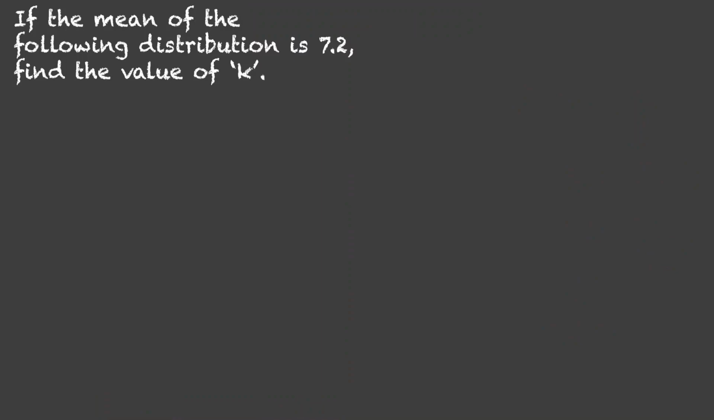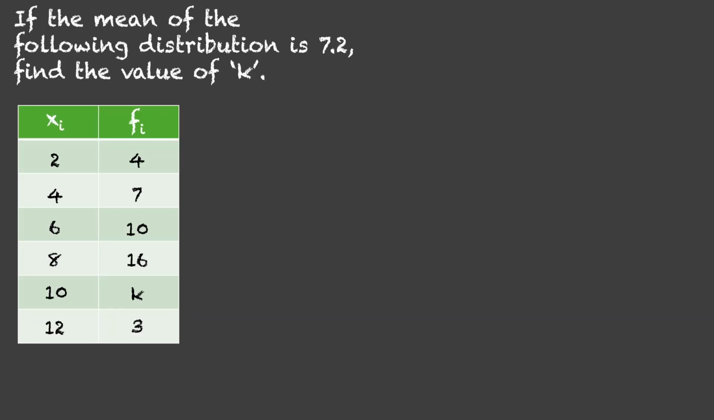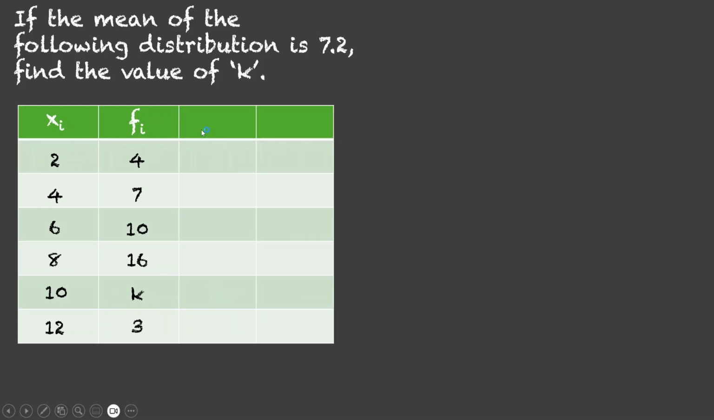Okay. Let us look at one more example. The question is, if the mean of the following distribution is 7.2, find the value of k. So we are already given the mean. We need to find a missing frequency over here. Okay, let's bring our two columns. And over here, we need to find the deviation, right? Which is xi minus a. We can take any value for assumed mean. Let us take 8 over here.